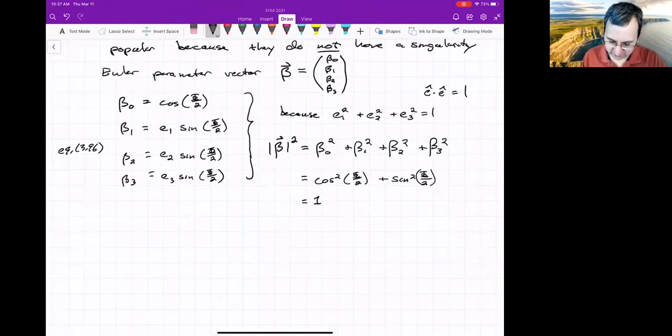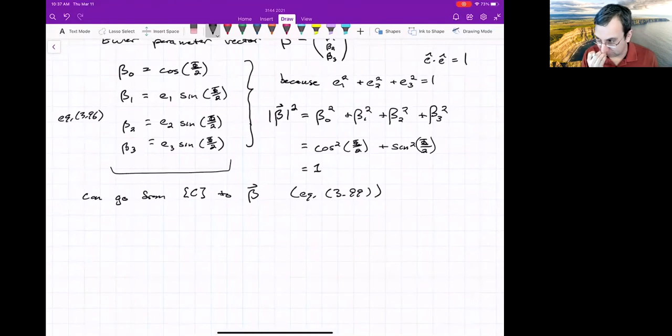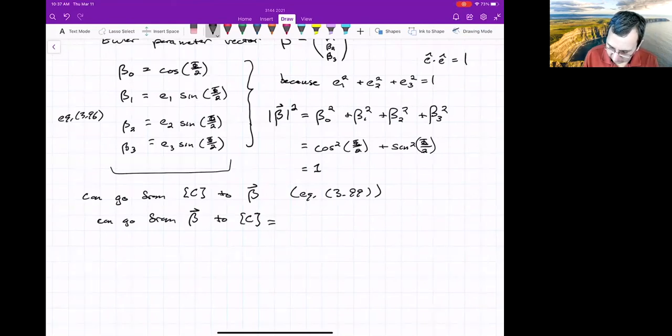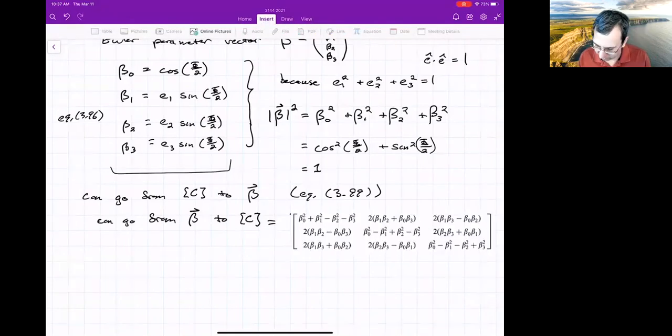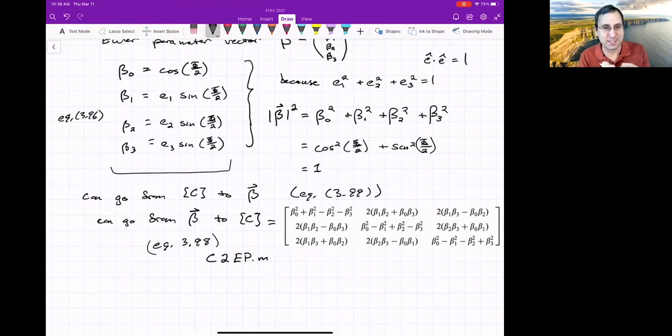So what we've written here is going from the axis angle to beta. That's where they came from. You could also go from C, the direction cosine matrix, to beta, and that's equation 3.99. And we could go from beta to C. By go, I mean transform. If you want to see what that looks like, it's not pretty. There it is. You do not have to write this down. This is equation 3.98. It's also in the MATLAB code. I think it's called C2EP.m. It's transforming from C to the Euler parameter.